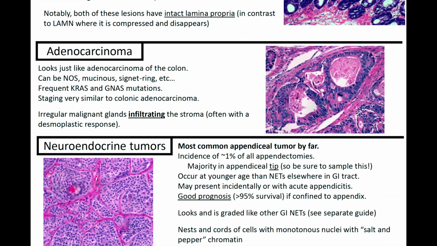All right, next entity we have is adenocarcinoma. It looks just like adenocarcinoma of the colon, but it can be not otherwise specified, mucinous or signet ring, amongst other variants. Adenocarcinoma of the appendix frequently has KRAS and GNAS mutations, and staging is very similar to colonic adenocarcinoma. There are irregular malignant glands infiltrating the stroma, often with a desmoplastic response, as shown here in this image.